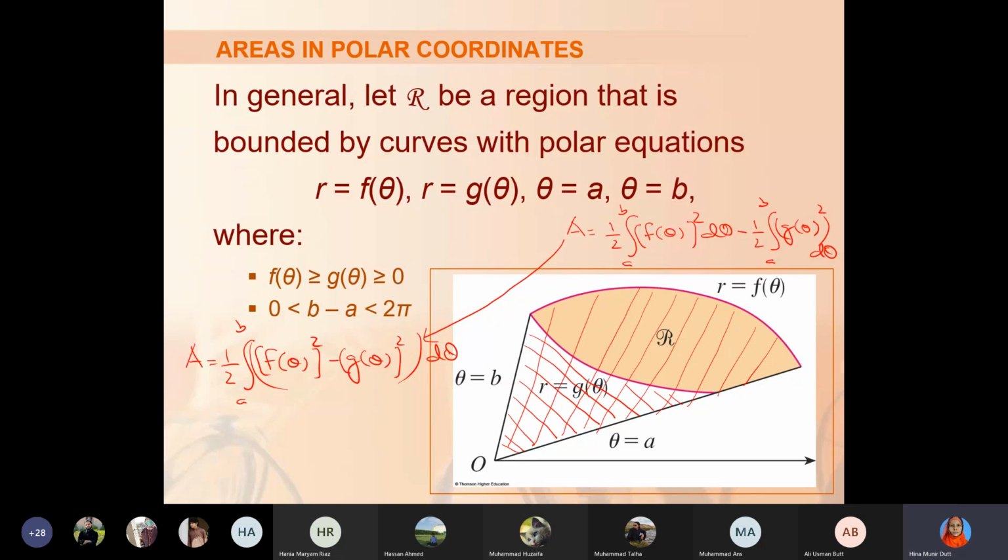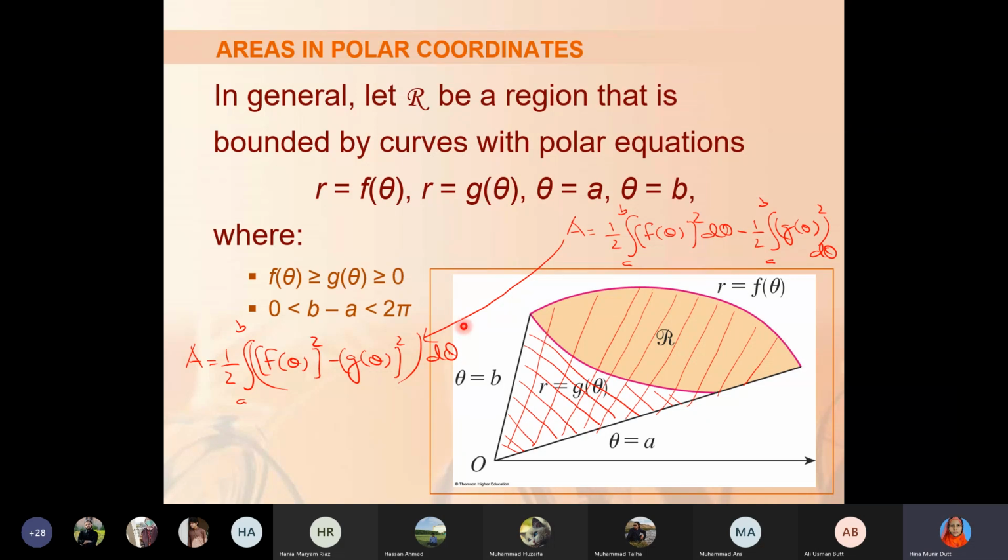That is, first we have to take the square of f of theta and g of theta and then subtract. First square and then subtract. This is the formula to find the area of the region bounded by two polar curves. In this formula, f of theta is the outer curve and g of theta is the inner curve.